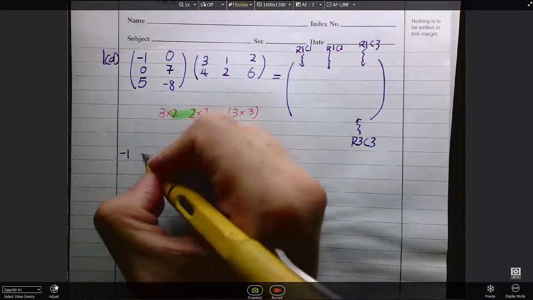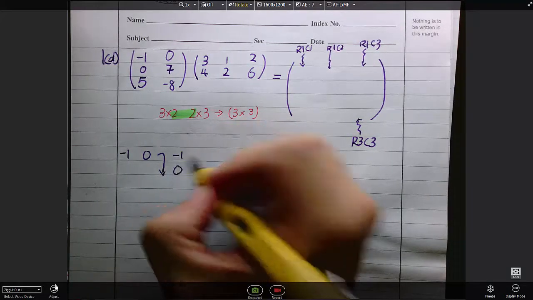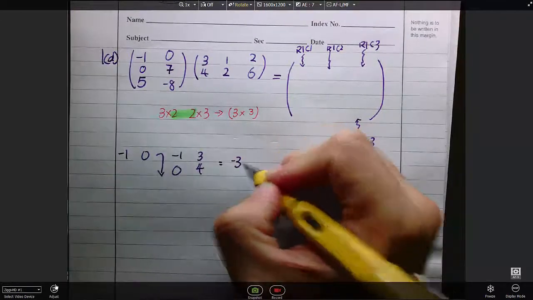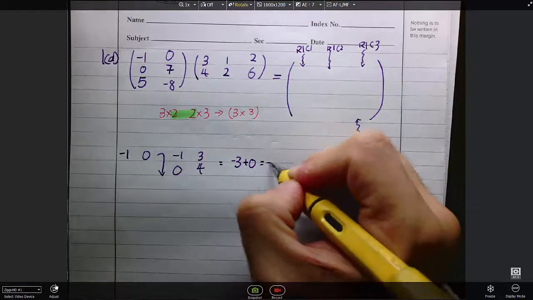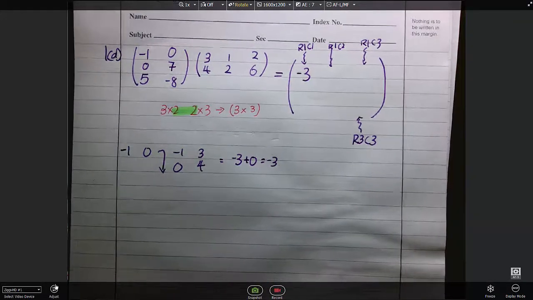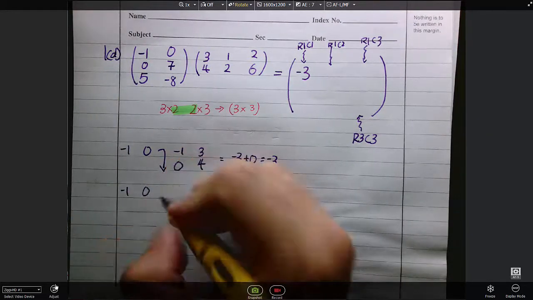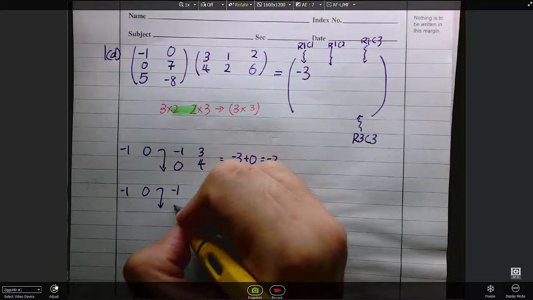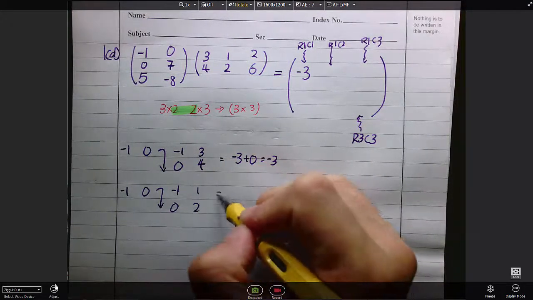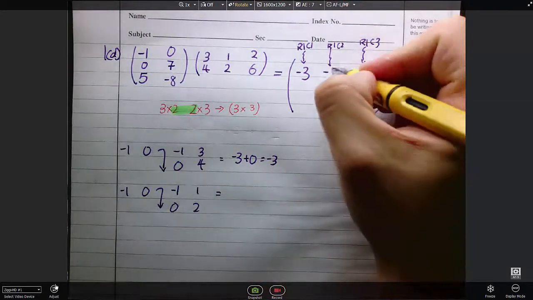So -1 and 0, what happens is run and dive. So it's -1 and 0 multiplied with 3 and 4. So here I get -3 plus 0 is equals to -3. First element is done. Let me do for you row 1, column 2. Row 1, column 2, same thing, run and dive. Then column 2 is 1, 2. What I get is -1 plus 0. So this is -1.